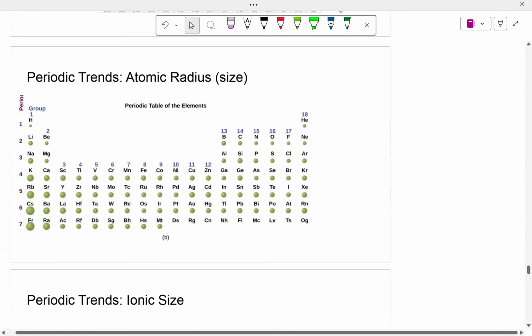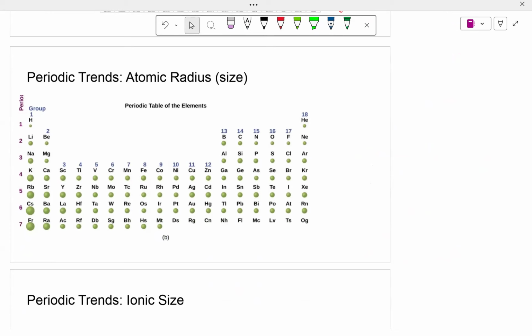Now, the next trend we're going to look at deals with the size of the elements. And we're going to look at this from a lot of different aspects. When we go through a periodic trend, there are two main important things that you should know. You need to know what the trend is, and you need to know why that trend exists. What is it that governs that trend?